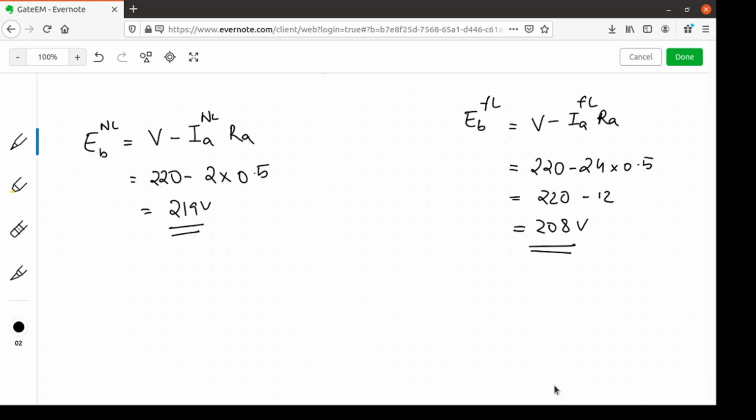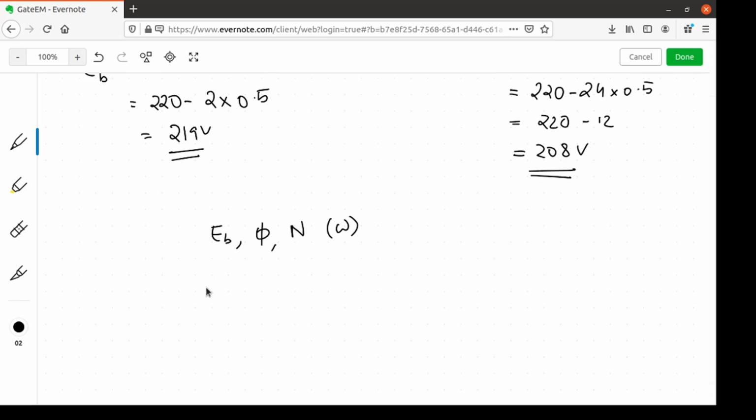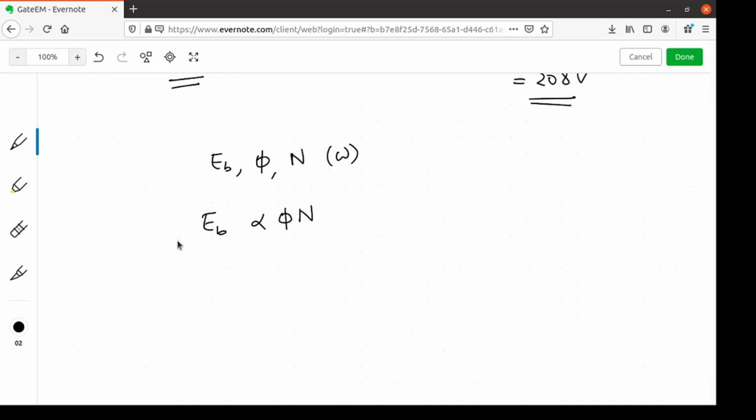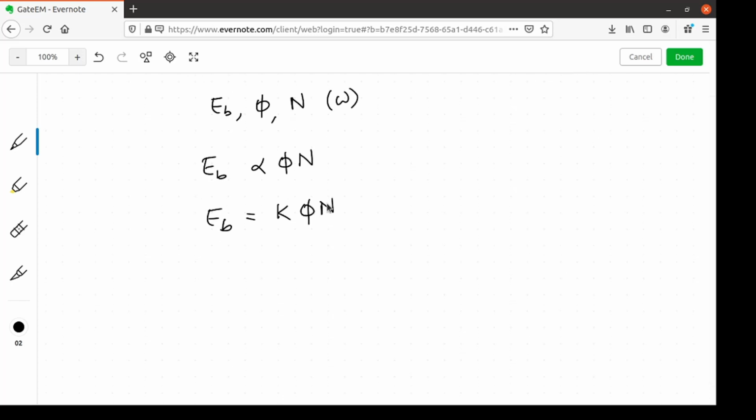Now let us proceed to find the speeds. So we can relate the back EMF, the flux and the speed. Speed can be in RPM or in radians per second. So we'll get Eb is proportional to phi times N. Since we need the speed in RPM, we'll write it as N. So we can write this as Eb equals some proportionality constant times flux times N. Since this is a shunt motor and we are not changing the field, the flux is also a constant parameter here. So Eb will be equal to a constant K dash times N.